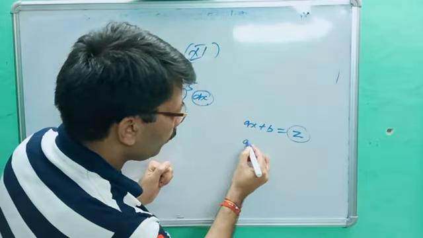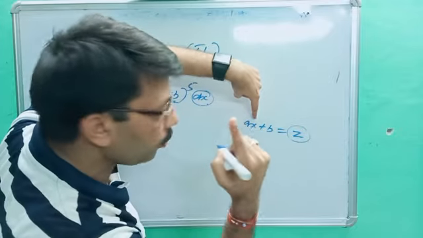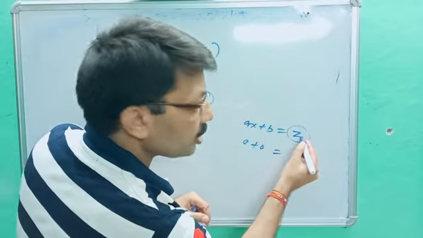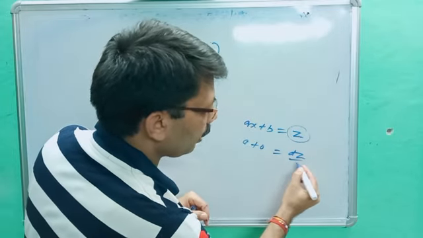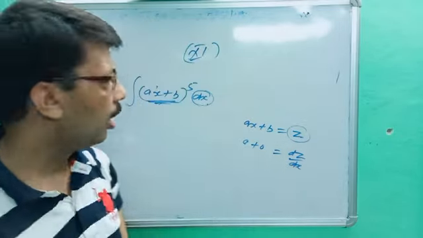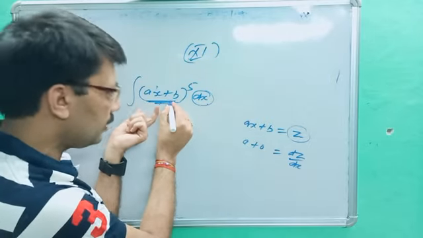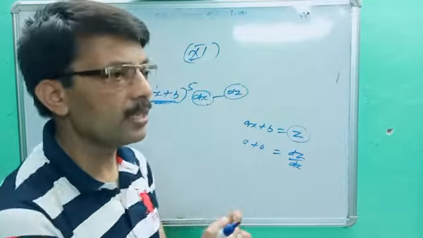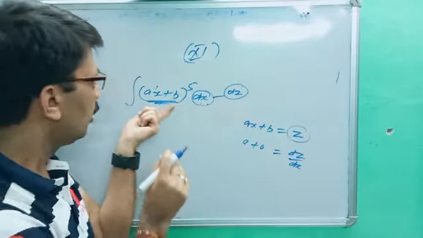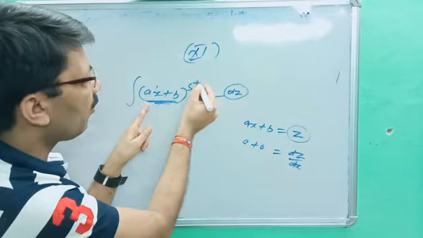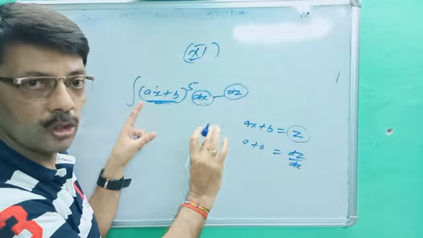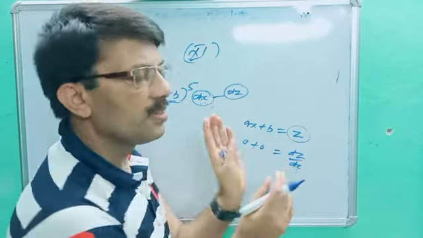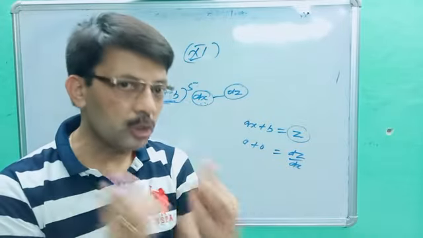The differentiation of ax is a, since the differentiation of x is 1, plus the differentiation of b is 0, equal to dz upon dx. Our aim, since it is substituted by z, is to get it in the form of dz. Then only you can integrate. Otherwise z power 5 dx does not work, so you have to differentiate the substituted quantity.